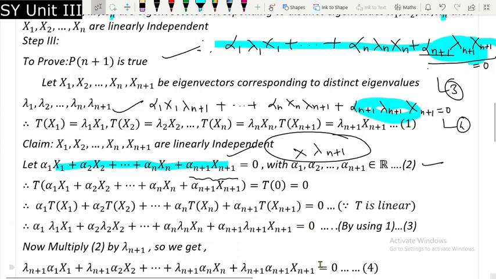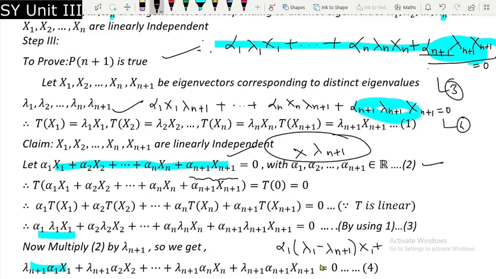So after subtracting 3 and 4, what am I going to get? We can see that this first term and this first term, after subtraction, you can take alpha 1 and x1 common, isn't it? So I'll take alpha 1 common from the left hand side. What will be left inside the bracket? It will be lambda 1 minus lambda n plus 1, and outside it will be x1. This will continue. The last term is going to get cancelled out after the subtraction. So what will be left? Alpha n, lambda n minus lambda n plus 1, and outside it is going to be xn, and the right hand side is going to be 0.